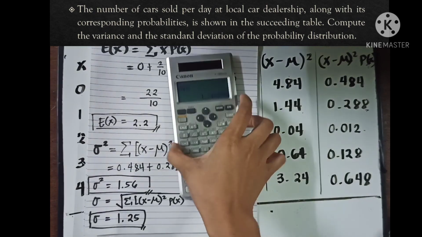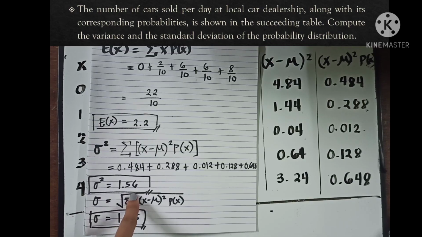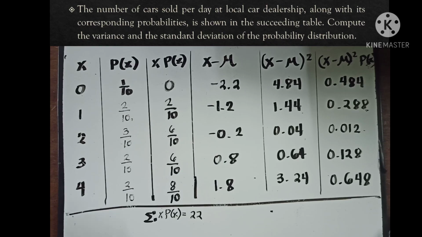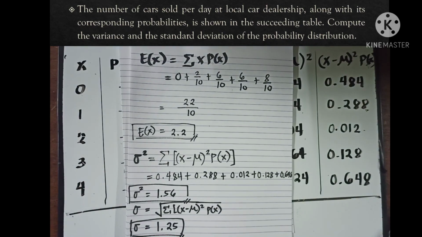Okay. So, our mean is 2.2. Ang variance natin ay 1.56 and ang standard deviation natin is 1.25. So, again, ito yung table and ito na yung final answer natin.